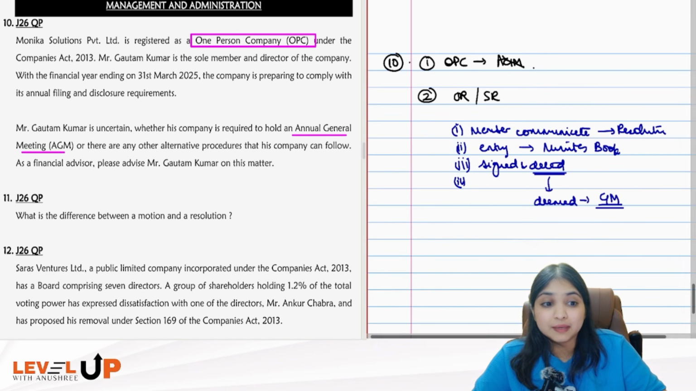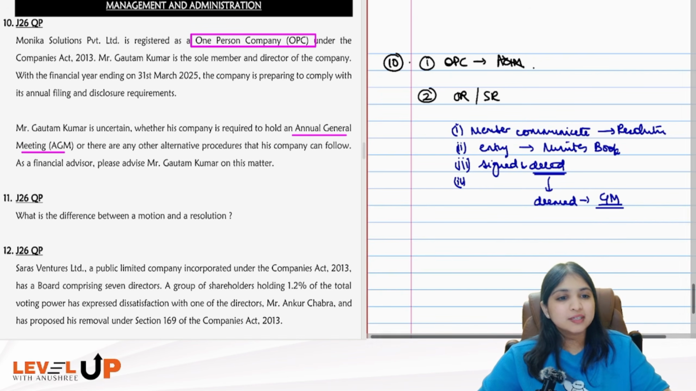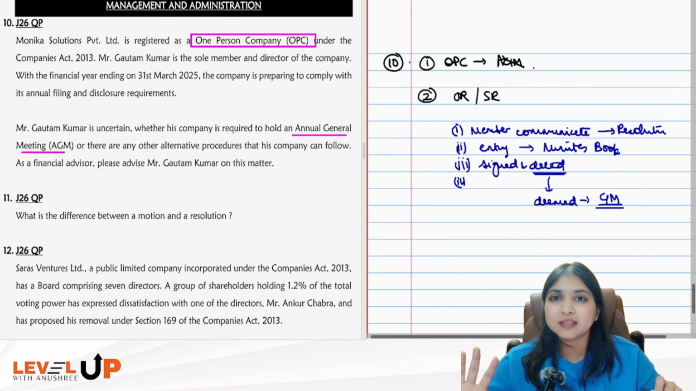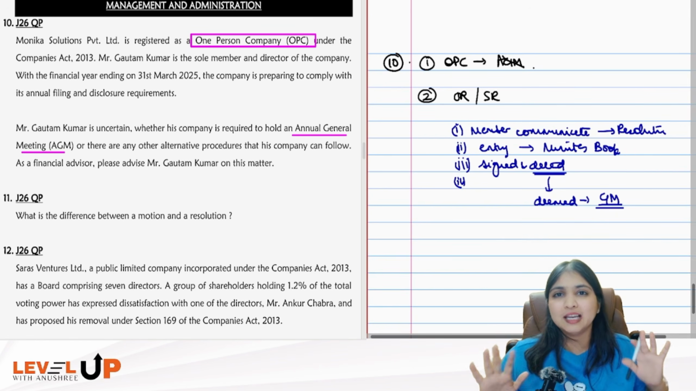Lastly, whatever date is mentioned in the minutes book, that date will be deemed to be the date of the general meeting. Why are we using the word deemed? Because in reality, no general meeting has happened over here. We will just assume that on whatever date is put in the minutes book, the general meeting was held, and on that date this resolution was passed.